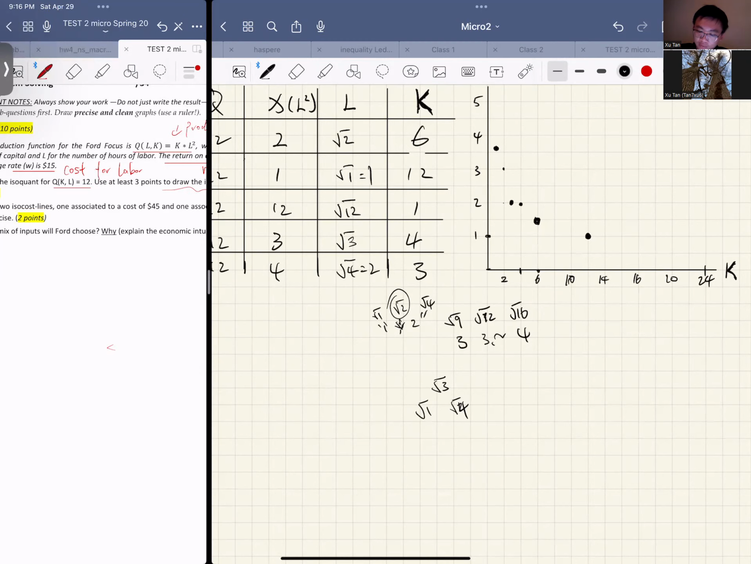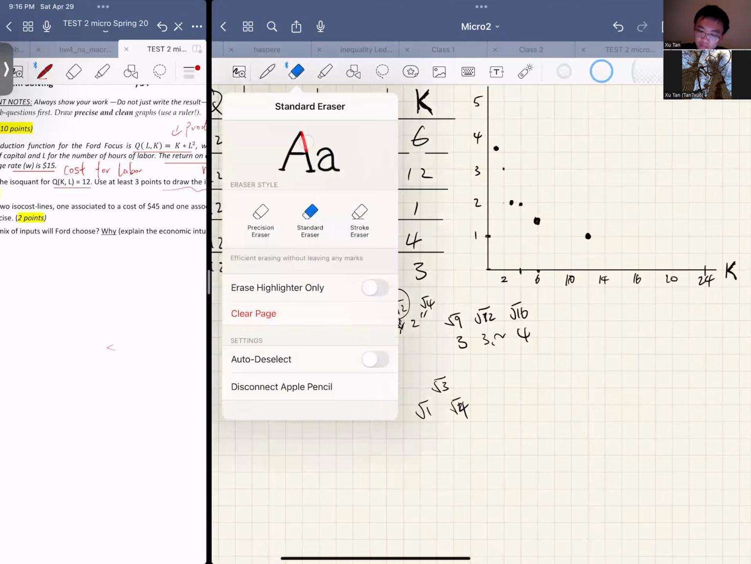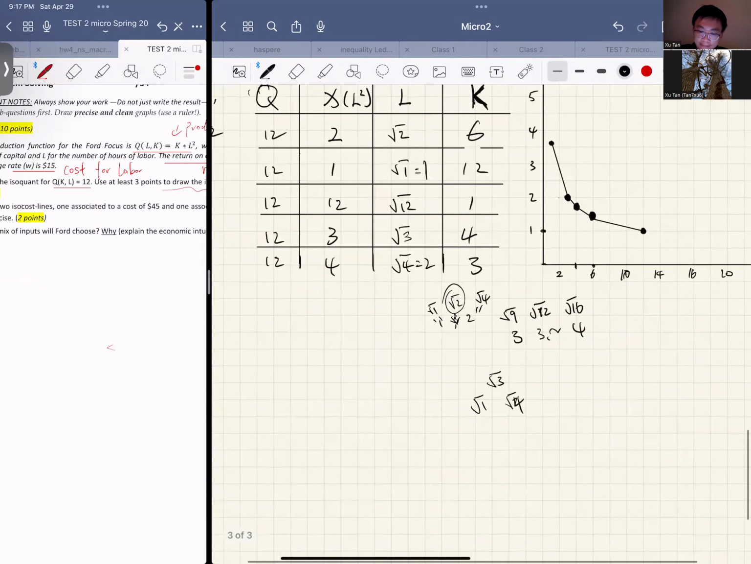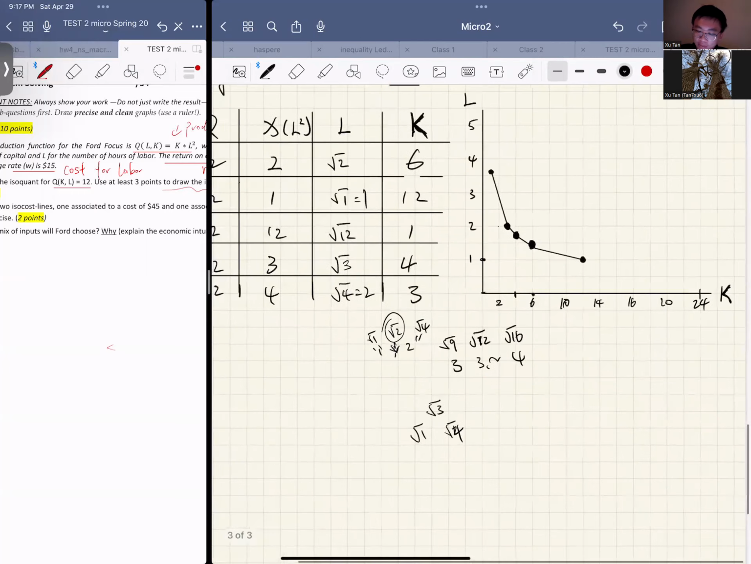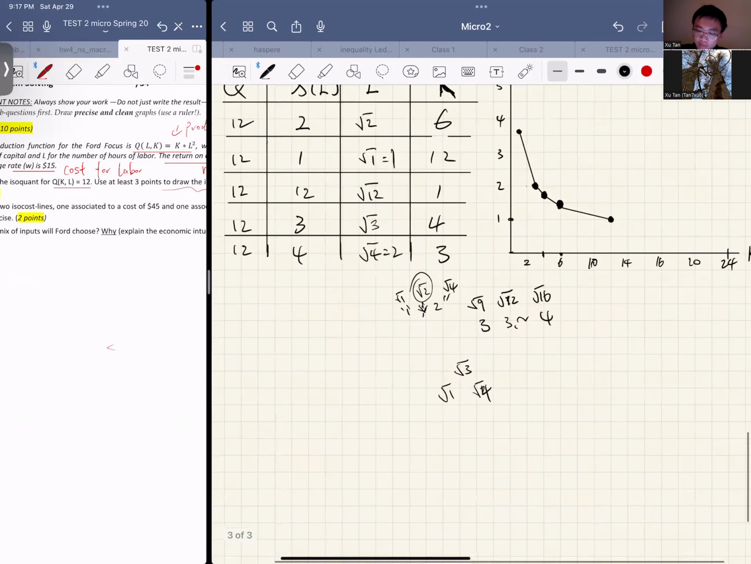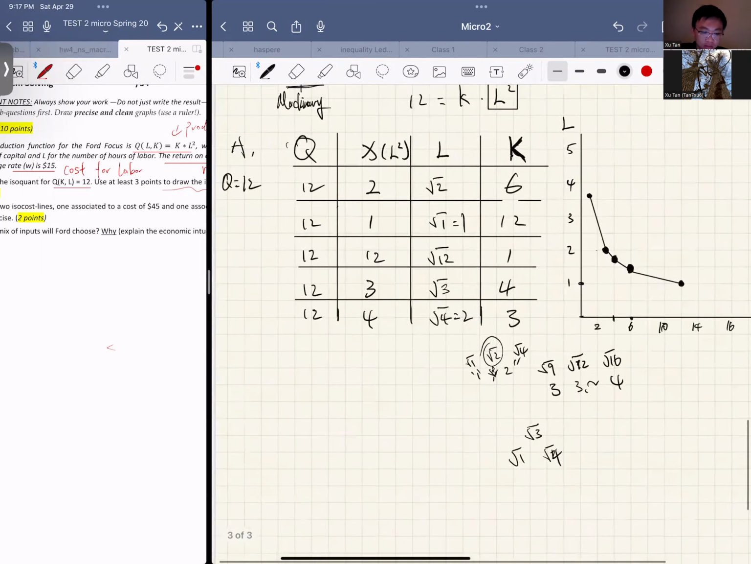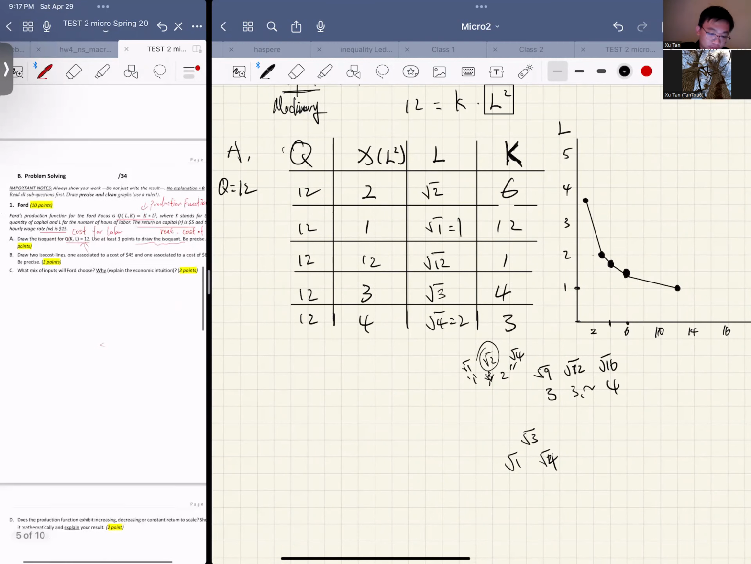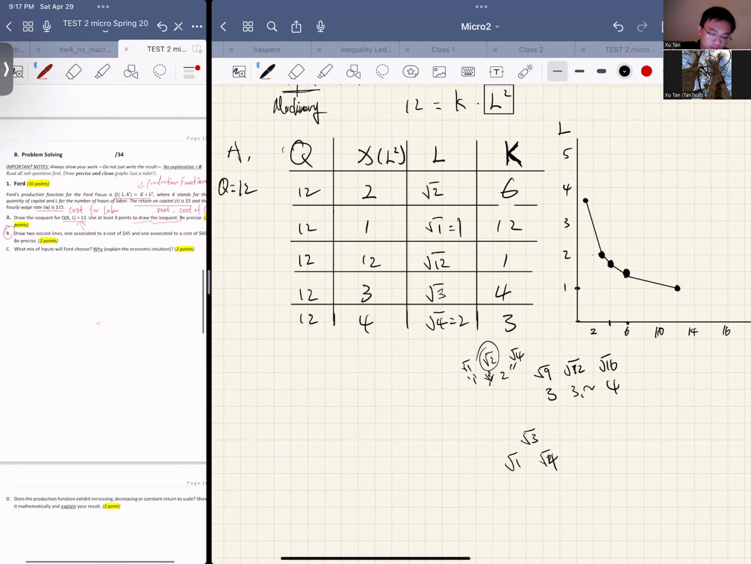3 is capital. 4 is capital. 2 and 3. Over here. Over here. Connect the line. Okay. Oh, and we have 1 labor to 12. Yep, we do have that. Okay, so let's look at the question. We finish Q equals 12. Now let's do B.